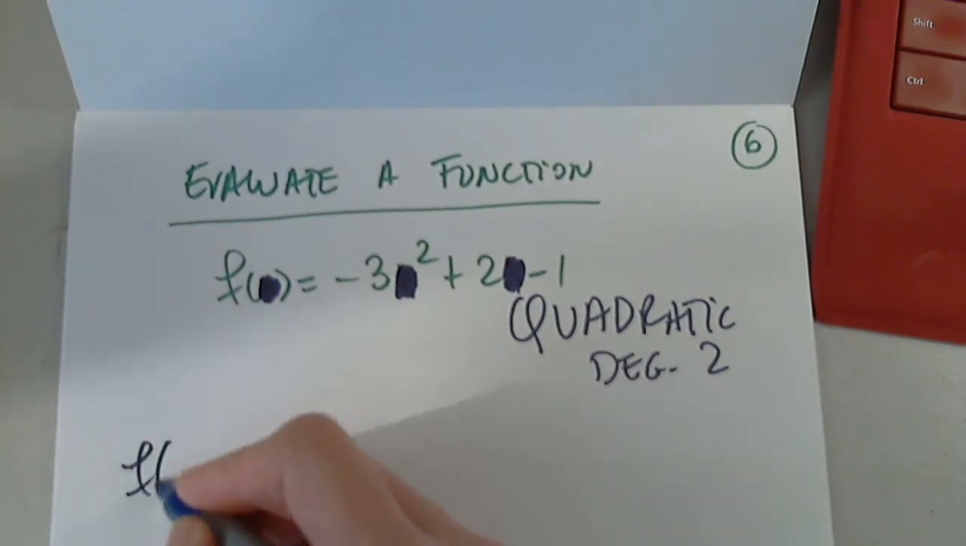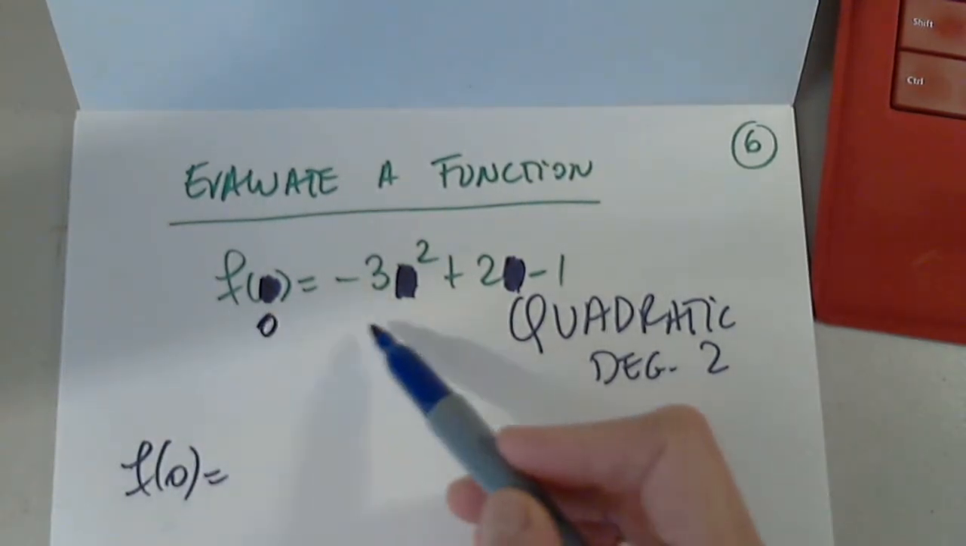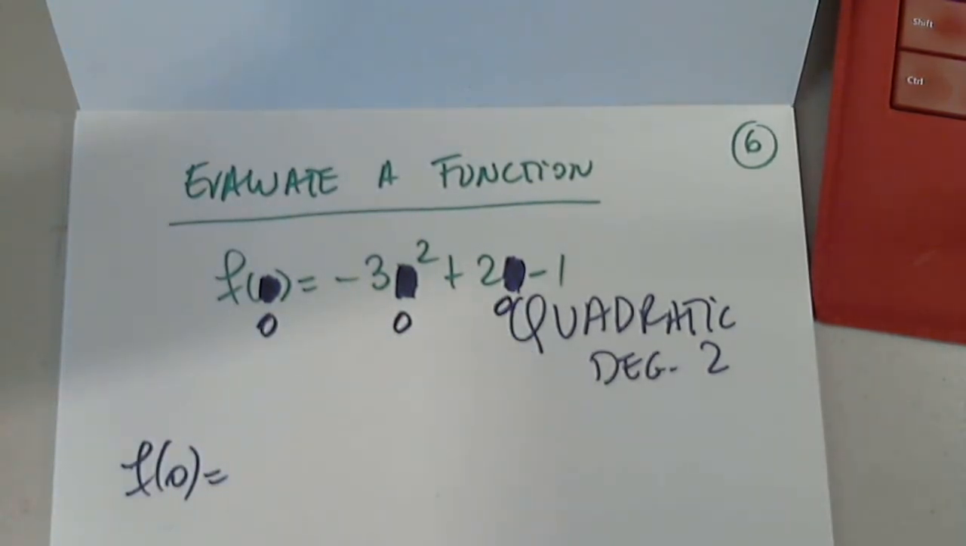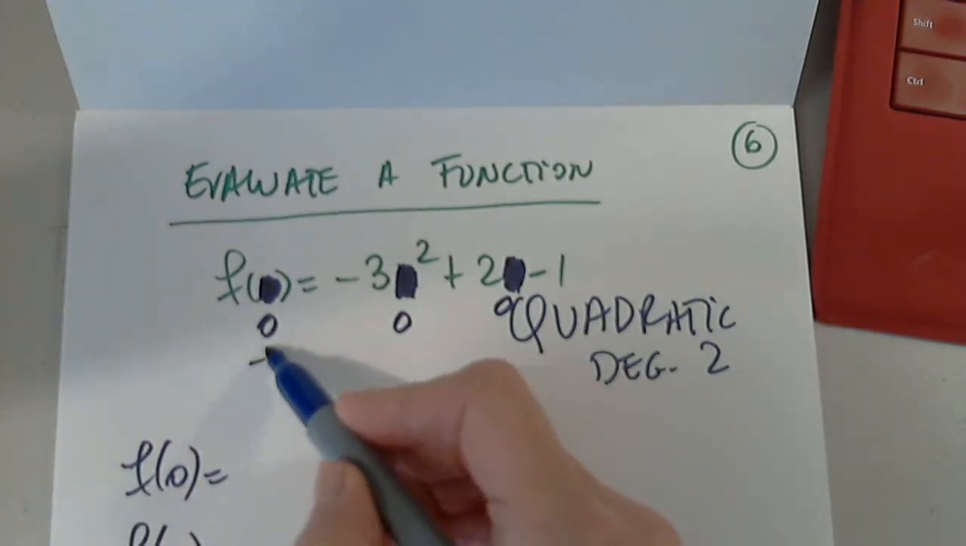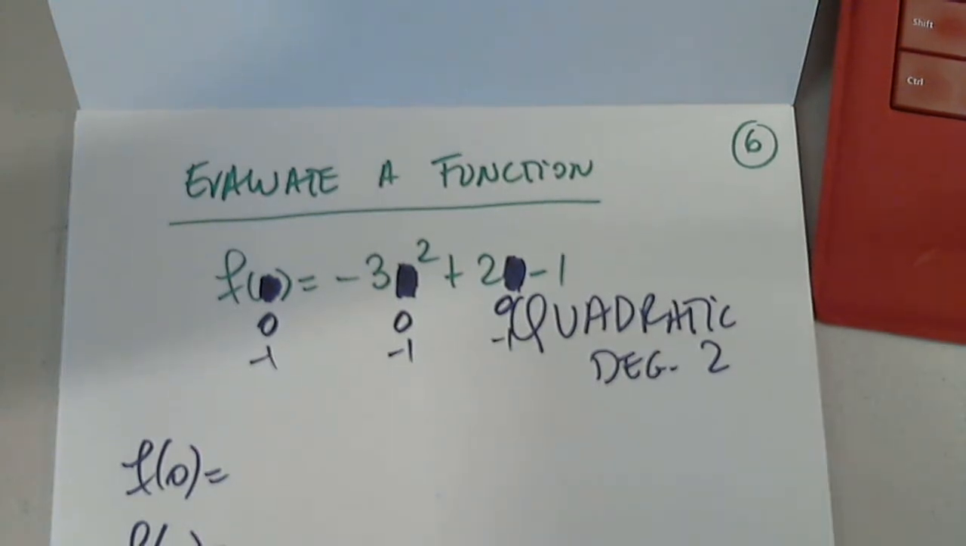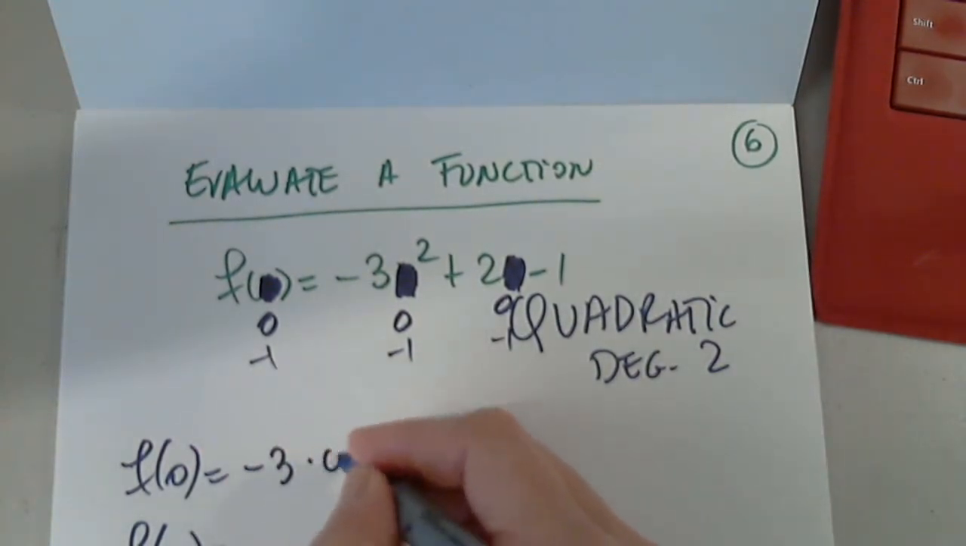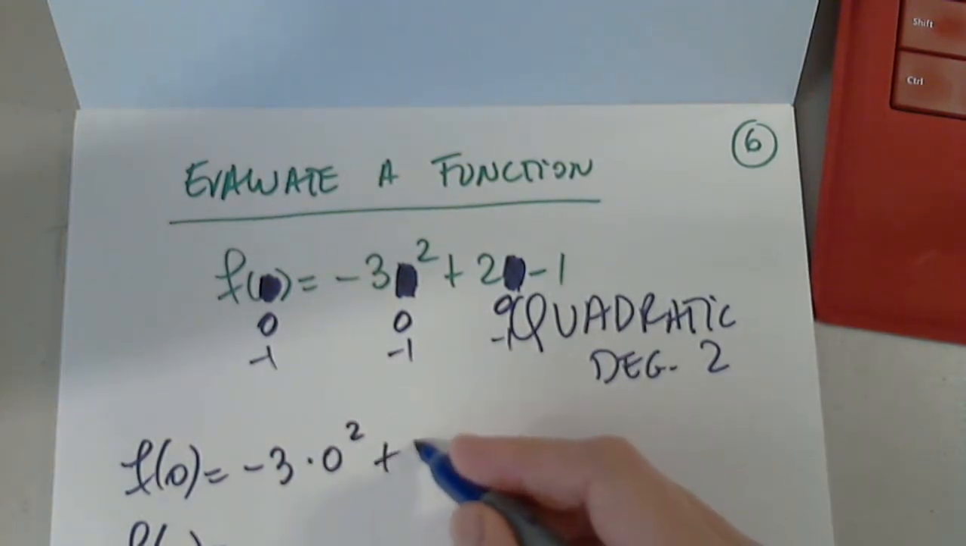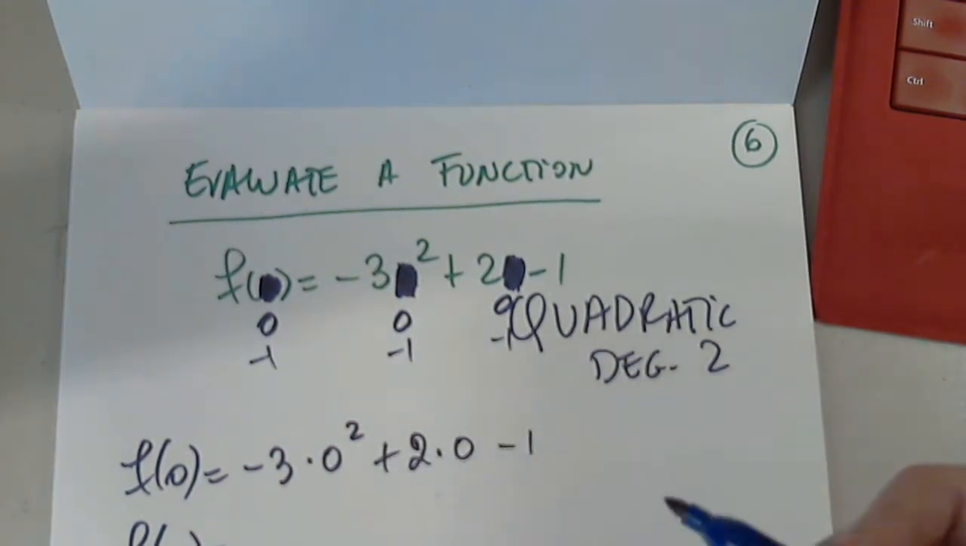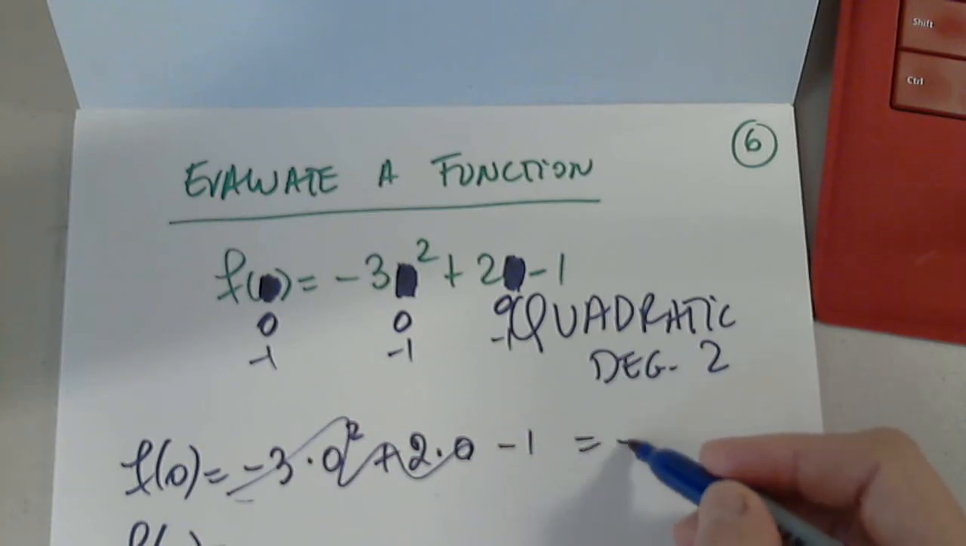Because if you tell me find f of 0, I put 0 here, 0 here, and 0 here. If you tell me find f of negative 1, then I put negative 1 here, negative 1 here, negative 1 here. Because that's the pattern. It will be negative 3 multiplied by 0 squared plus 2 multiplied by 0 minus 1. These are nothing, and I get negative 1.